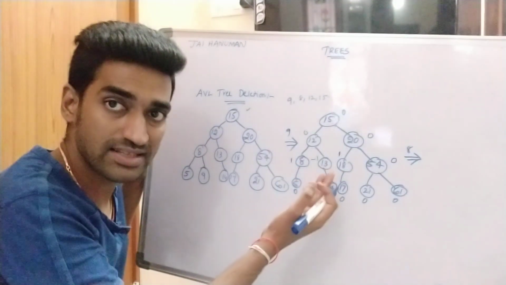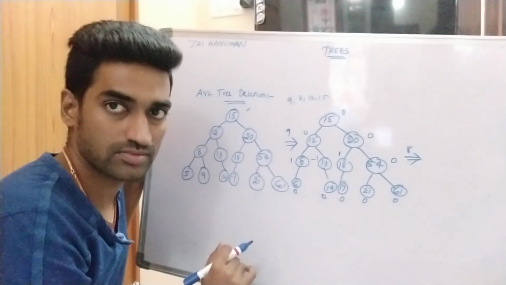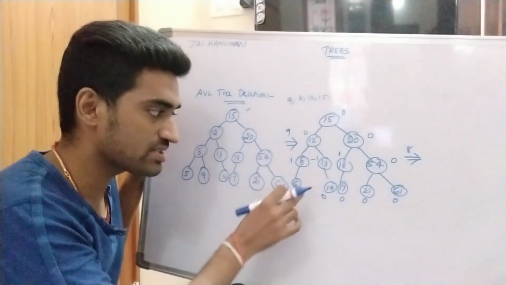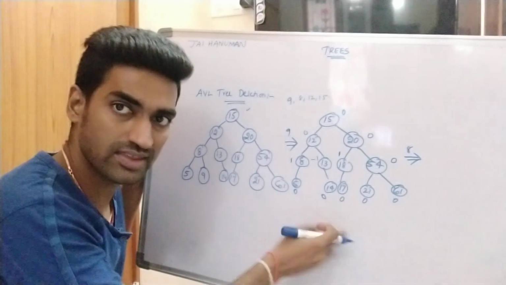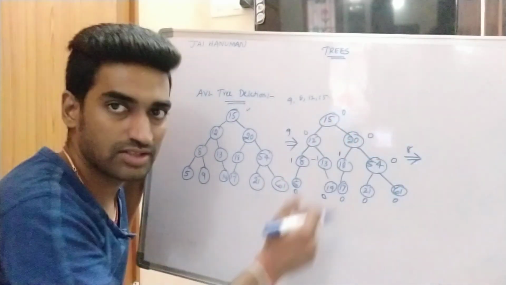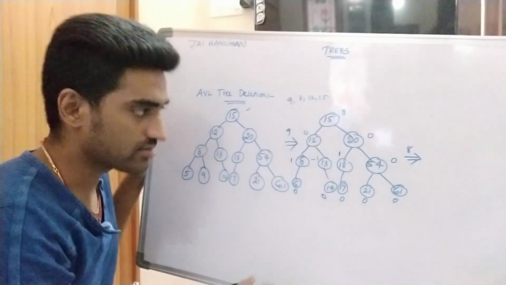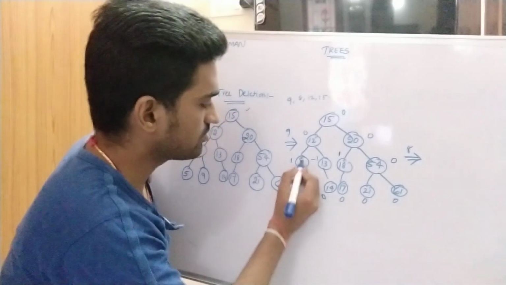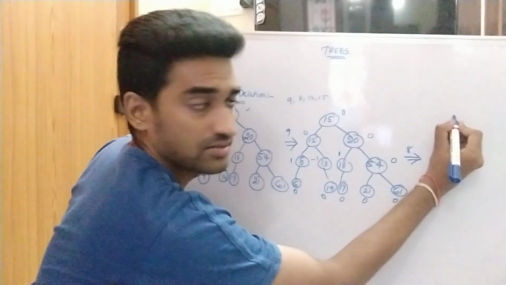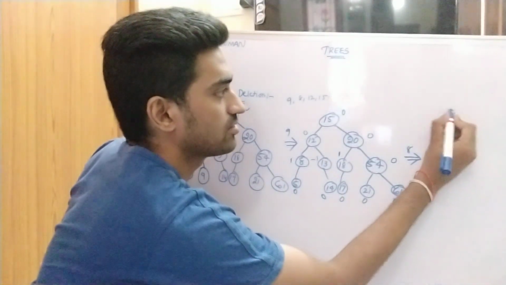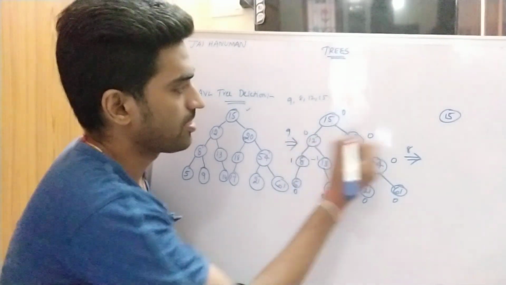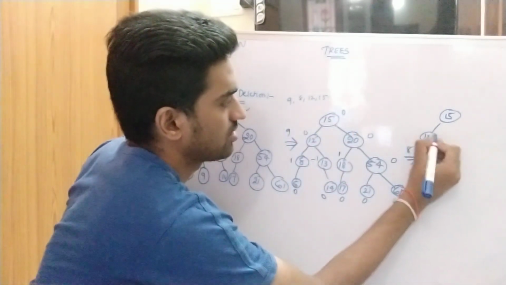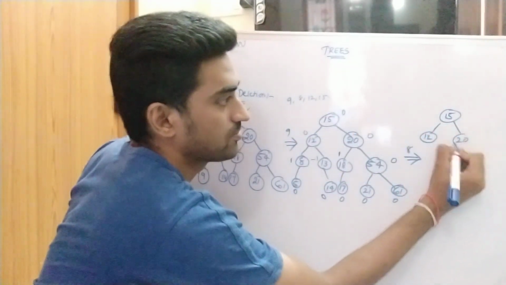Again we check the balance factor for each and every node, right? The balancing factor for each and every node should be 0, 1, minus 1. Then only we can say that the newly generated tree is an AVL tree, right? So let us check. After deleting 8, the tree becomes 15, 12, 20.